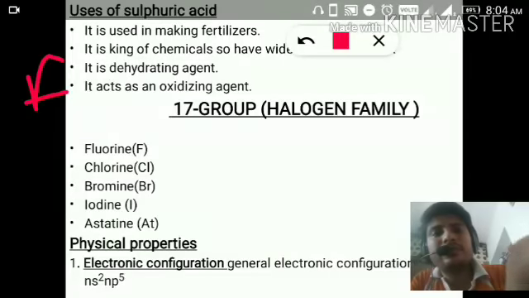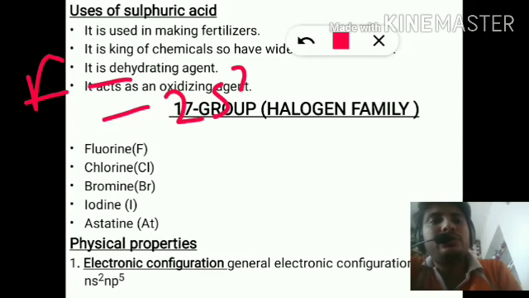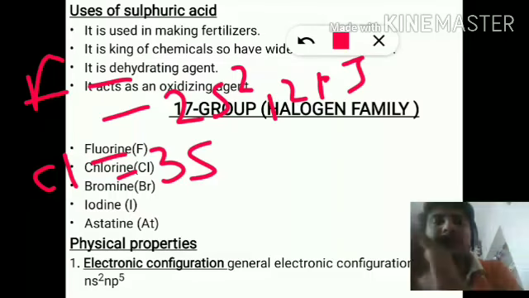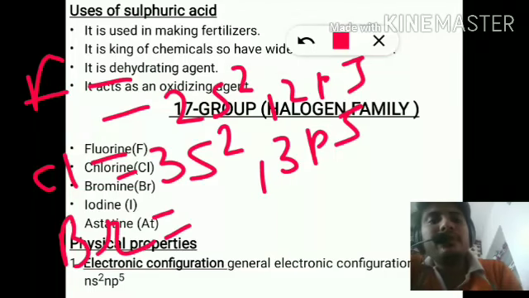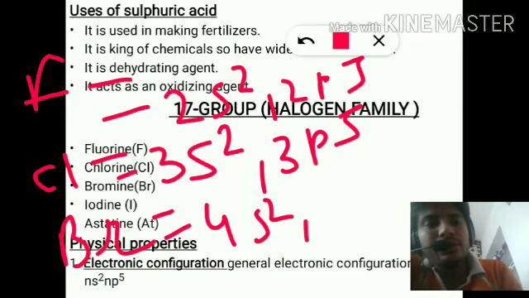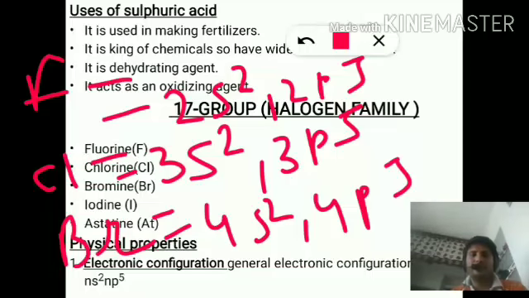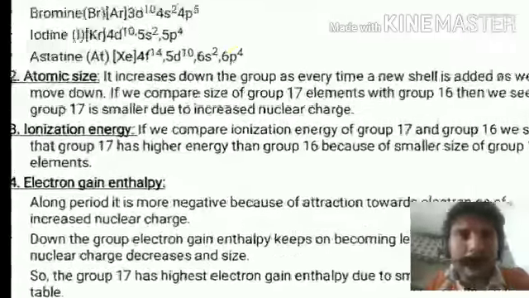Fluorine: the electronic configuration of fluorine is 2s2 2p5. Chlorine is present in the third period, so 3s2 3p5. Bromine: 4s2 4p5, and so on. Okay, done with electronic configuration. And I think it is a printing mistake.